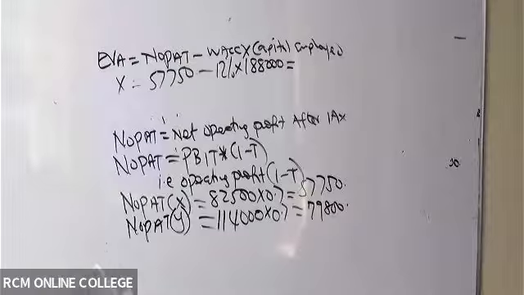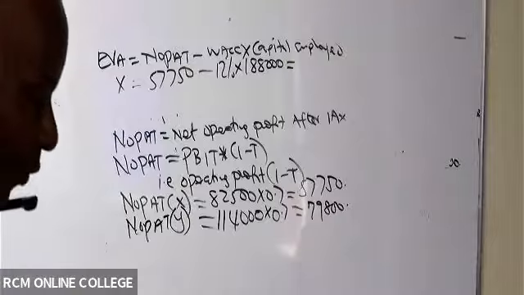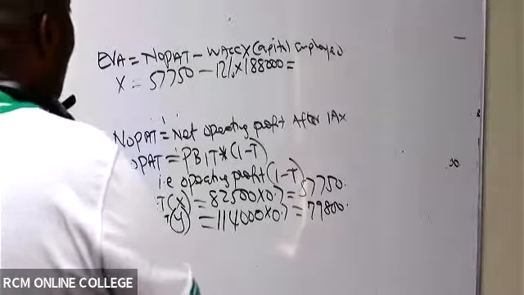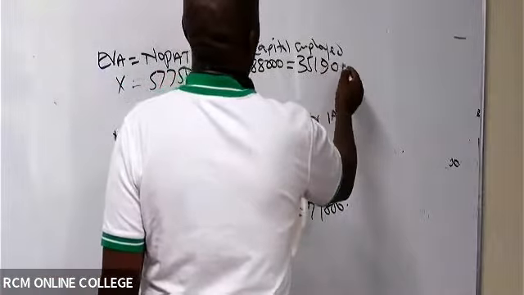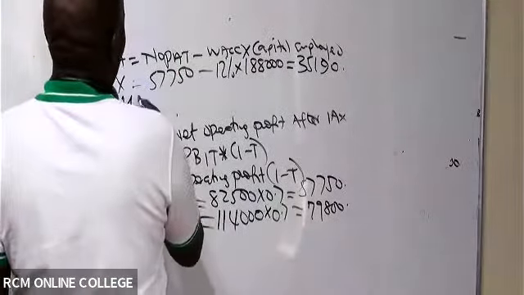79,800. It can't be that big. It has to be smaller than 50. I'm being given a figure of 35,190. And then you go to Y.